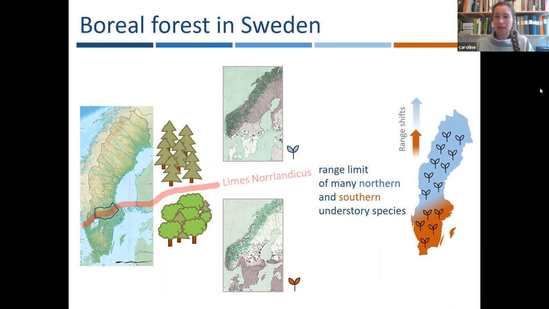So a warmer climate is expected to shift these range margins of both northern and southern species. So northern cold-adapted species maybe retract towards the north because it's getting just too warm for them, or they are outcompeted by southern warm-adapted species that advance towards the north.